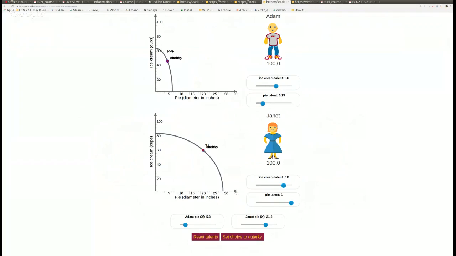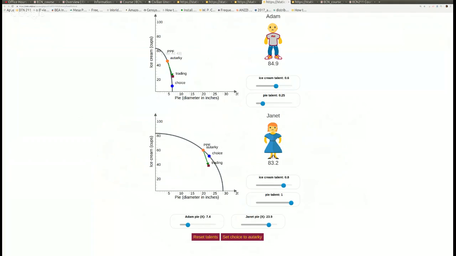So these are Adam and Janet, and they're baking pies and making pizzas. In this world, they can either do that on their own. If they did that on their own, they would choose this orange point, the autarky point, which was covered in a previous part of part 7. So this is optimal if they would do it on their own.